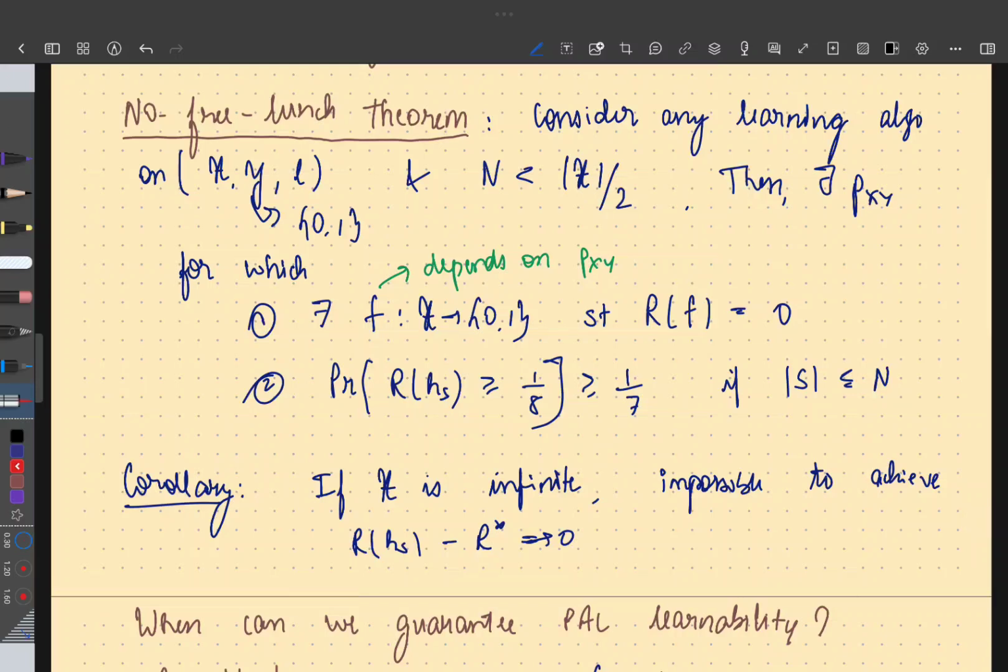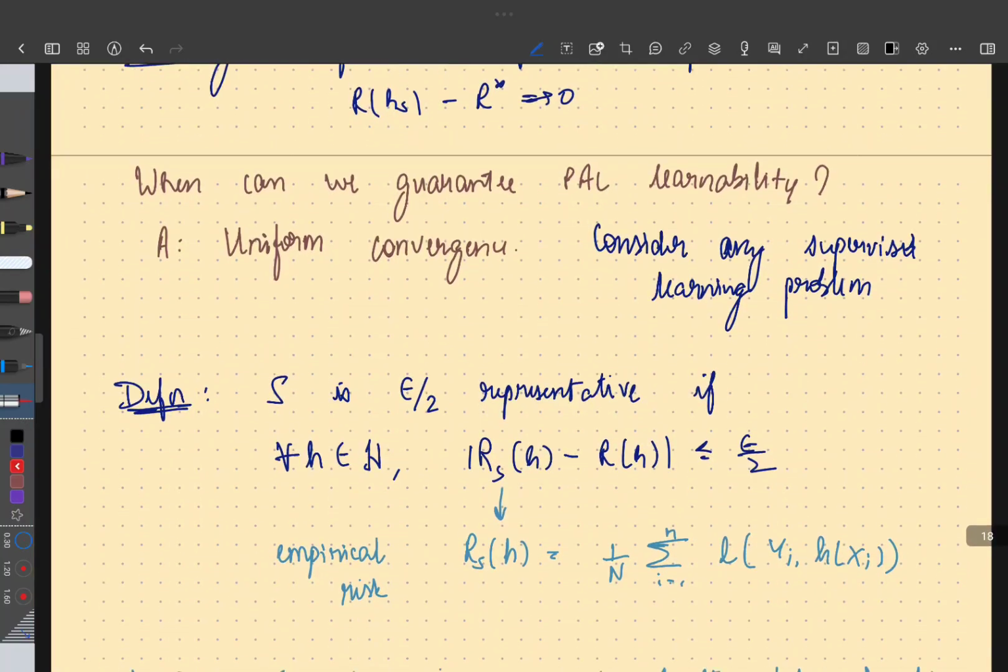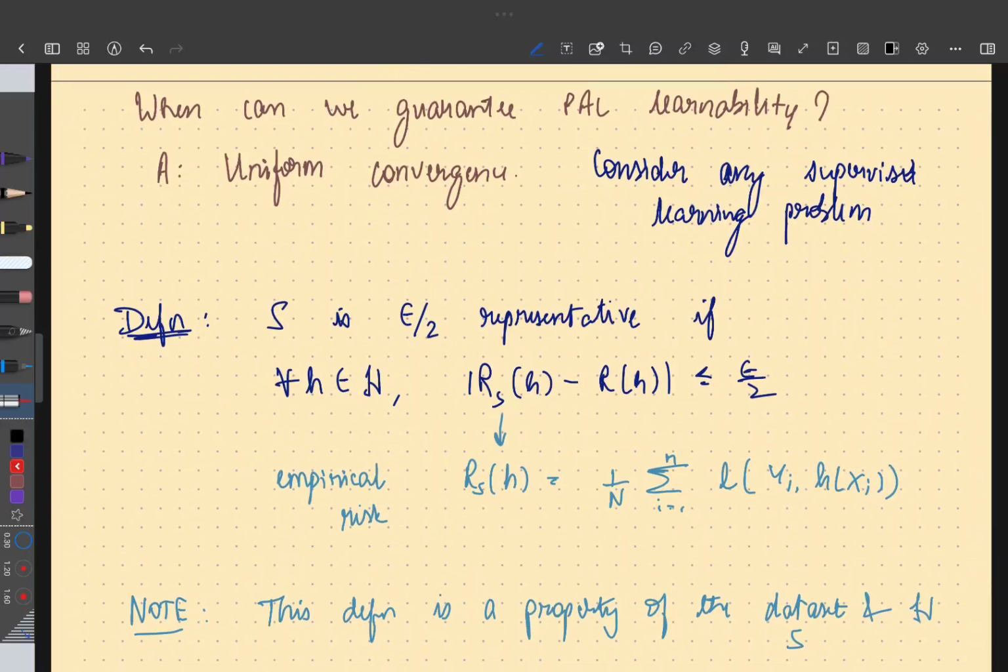As a corollary, we saw that if you have an infinite domain set and you take the hypothesis class to be the set of all possible functions from X to {0,1}, then it is impossible to achieve an estimation error that goes down to 0 even as you increase the number of samples. So if that's a negative result, then what can we actually show? That is, when is it actually possible to achieve PAC learnability?